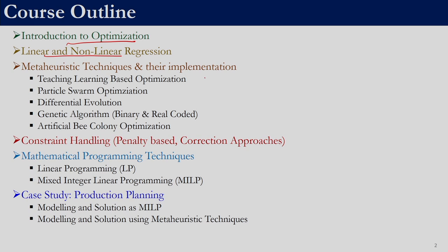Then we'll be discussing 5 meta-heuristic techniques: teaching learning-based optimization, particle swarm optimization, differential evolution, genetic algorithm, and artificial bee colony optimization. In genetic algorithm, we'll be discussing both binary and real coded GA. We'll not only be discussing these meta-heuristic techniques, we'll also implement them in MATLAB. So we'll be using MATLAB. Once you understand the techniques, you are free to implement them in whichever programming language you are comfortable with.